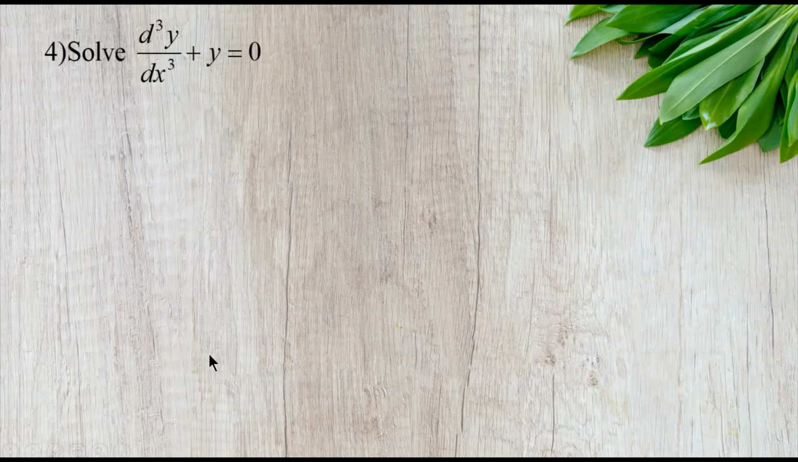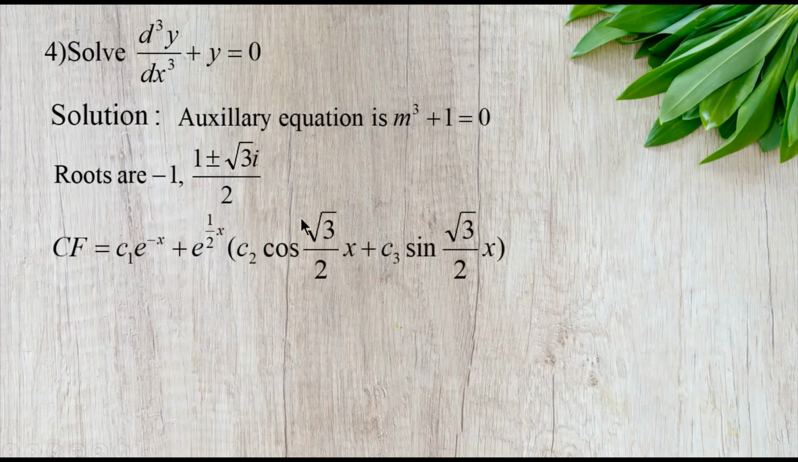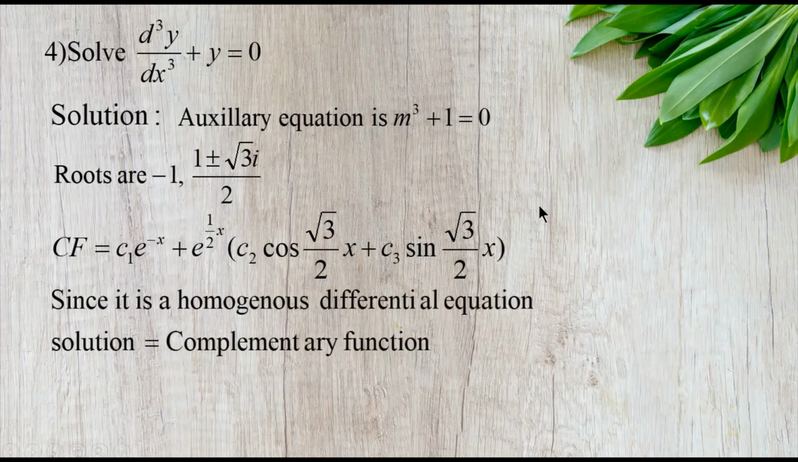Solve d cube y by dx cube plus y equal to 0. Let us write the auxiliary equation. m cube plus 1 equal to 0. It is a cubic equation. So you can use your calculator to find the roots. So here minus 1 is a real root. 1 by 2 is the real part of a complex root. Root 3 by 2 is the imaginary part of a complex root. So the complementary function is c1 e raised to minus x plus e raised to real part into x, c2 cos imaginary part x plus c3 sin imaginary part x. Since it is a homogeneous differential equation, the complementary function will be the solution.